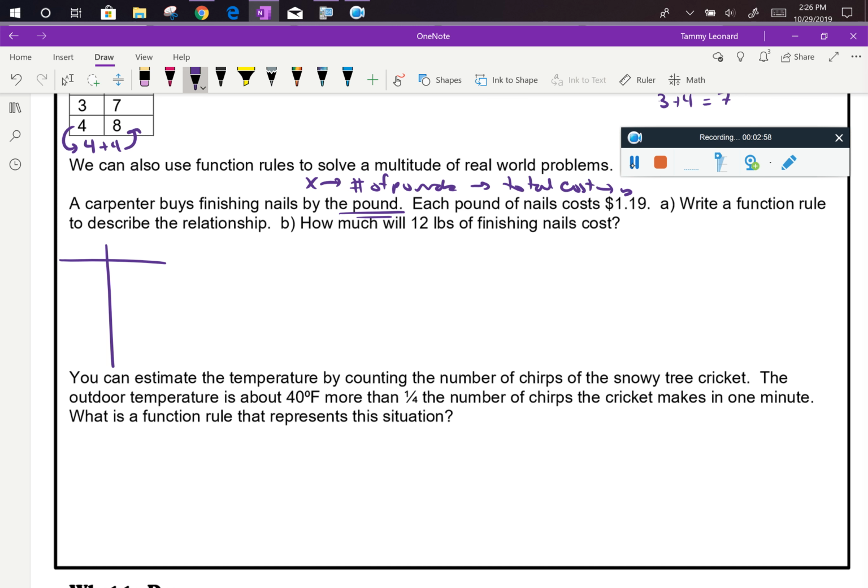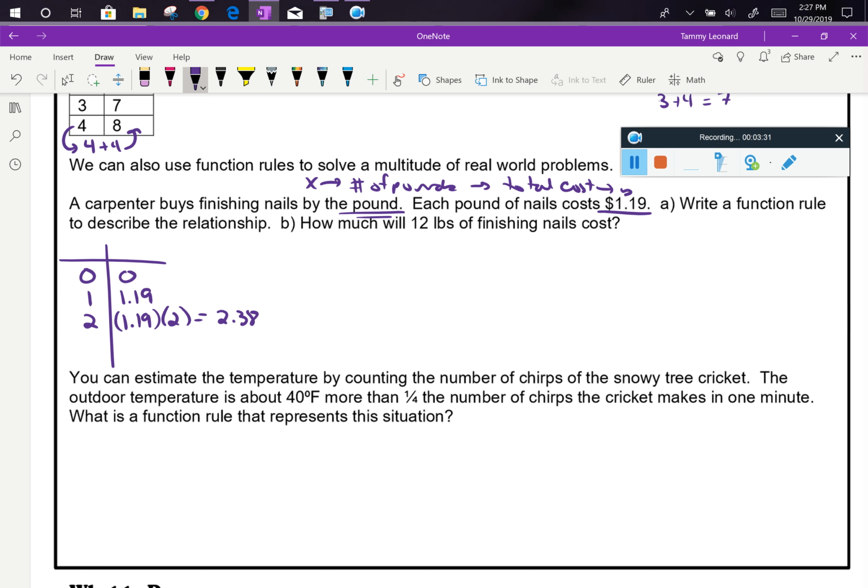So if we bought no nails at all, it wouldn't cost us any money. If we bought 1 pound of nails, since each pound costs $1.19, it would cost us $1.19. If we bought 2 pounds of nails, we need to think about how we do that. Well, it seems like if every pound costs $1.19 and we buy 2 pounds, we probably want to multiply those two things together, and it would cost us $2.38.